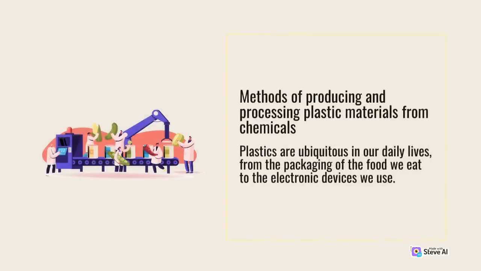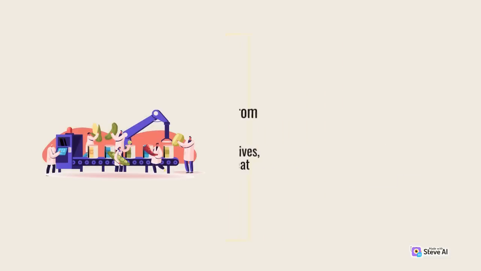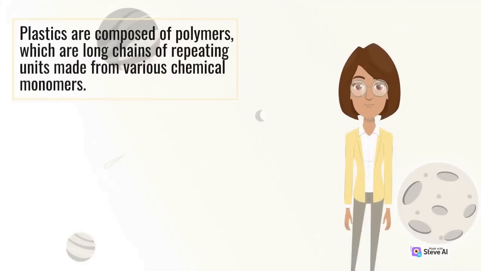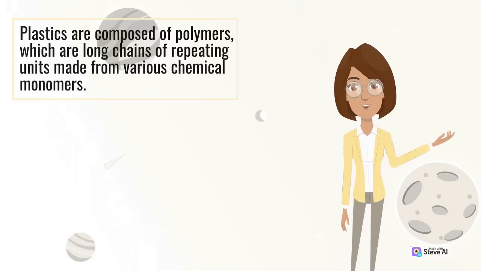Methods of producing and processing plastic materials from chemicals. Plastics are ubiquitous in our daily lives, from the packaging of the food we eat to the electronic devices we use. Plastics are composed of polymers, which are long chains of repeating units made from various chemical monomers.